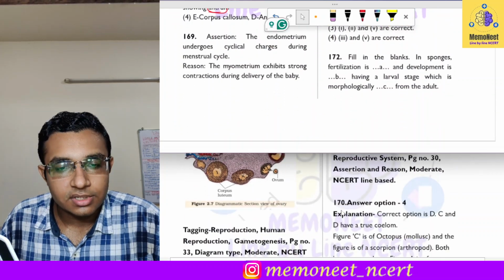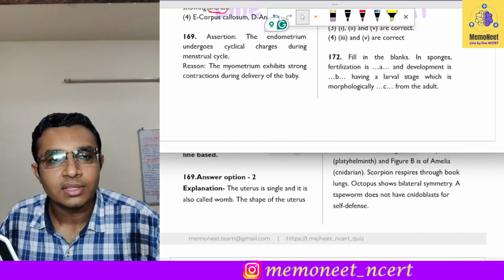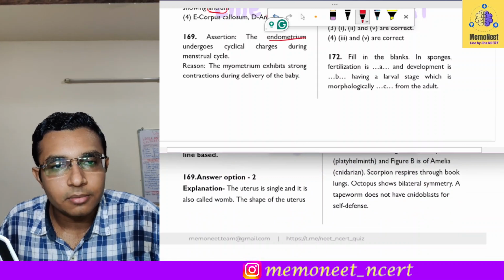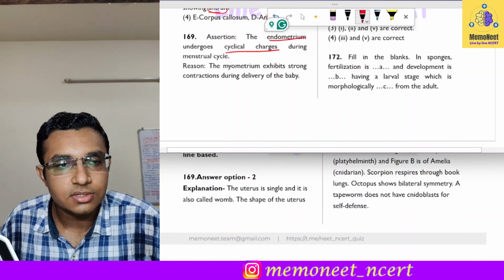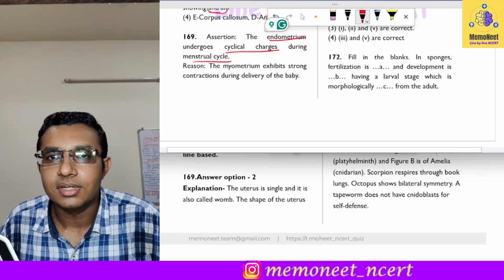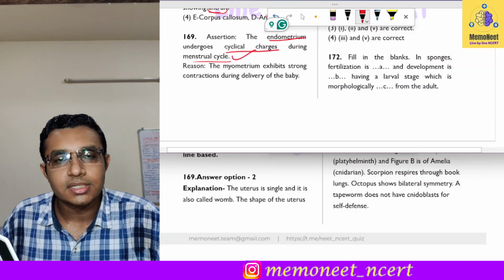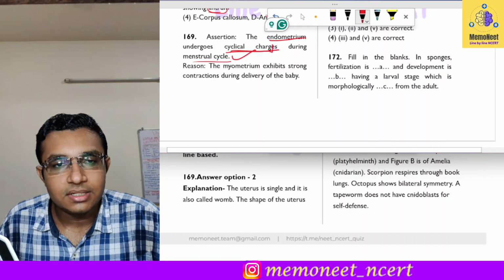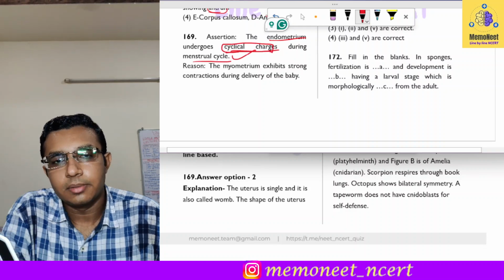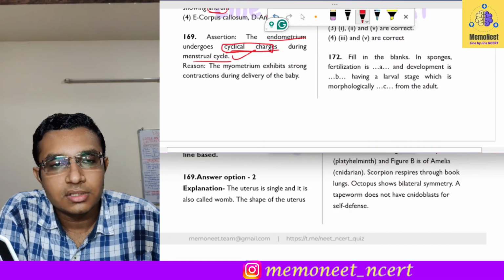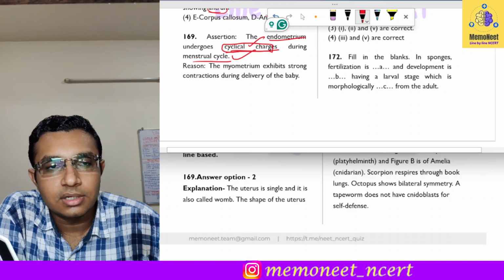The next question is an assertion-reason type of question. The assertion is given that the endometrium undergoes cyclical changes during the menstrual cycle. So is the assertion correct? Yes, the assertion is absolutely correct. The cyclical changes occur during the menstrual cycle, so the assertion is correct.